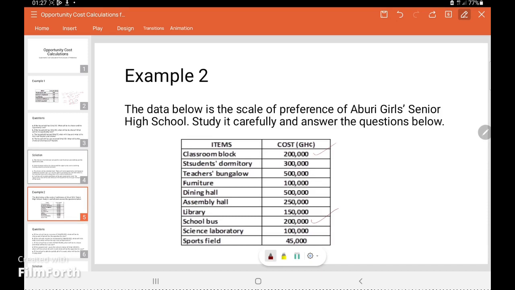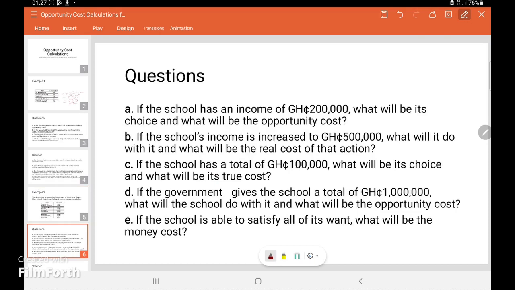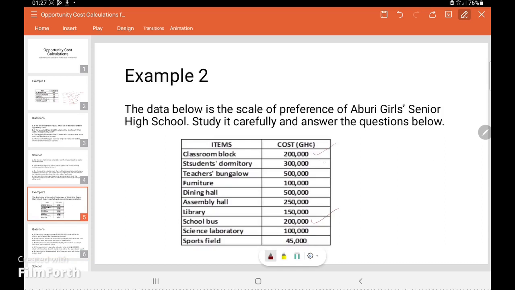The next question. Okay. So B, if the school's income is increased to 500, what will it do with it? And what will be a choice for 500? Let's go back to the table. 500 means that it will be able to buy classroom block first, then the students' dormitory, right? And what will be the opportunity cost? So we say that we'll buy classroom block and then the student dormitory, and the real cost will be the teacher's bungalow, because the sum of these two items, the 200,000 Ghana cedis plus the 300,000 Ghana cedis, will sum up to what?